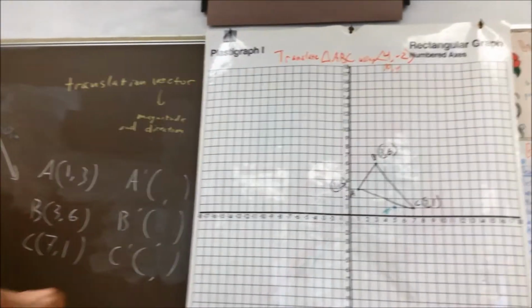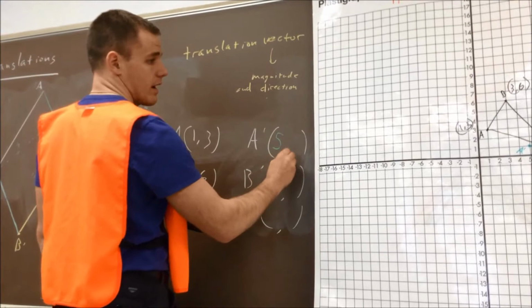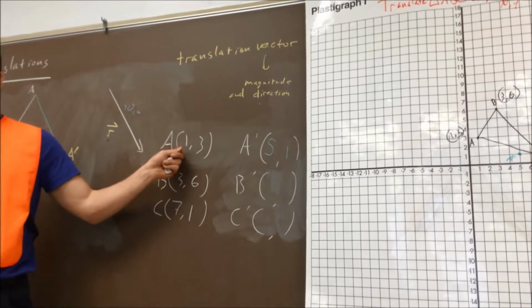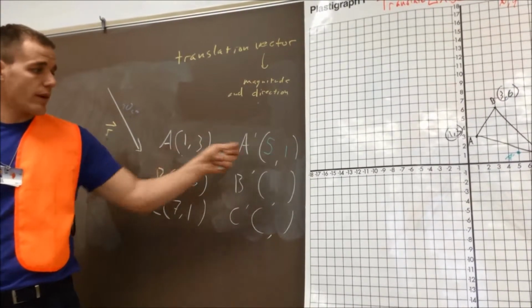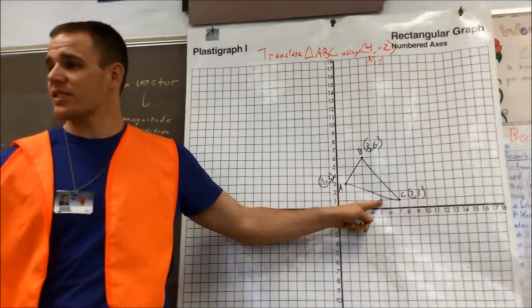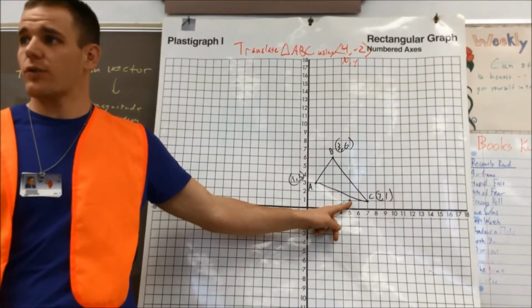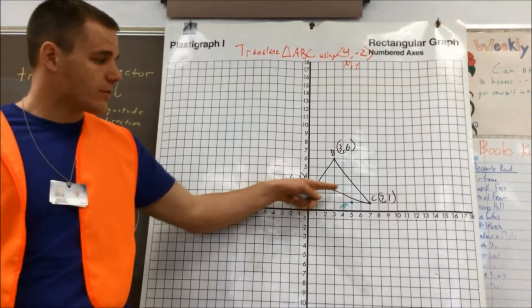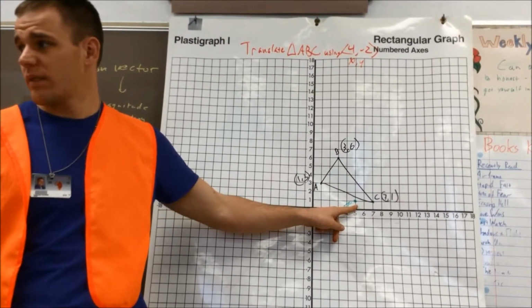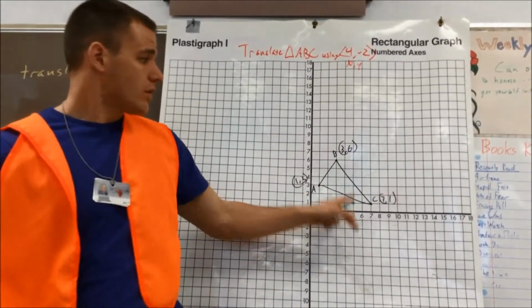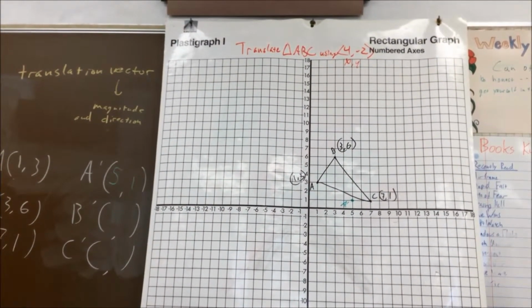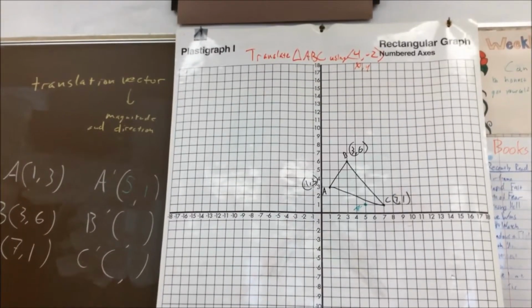So the coordinate for this is (5, 1). I literally add 4 to the x coordinate and subtract 2 from the y coordinate to get that. 4 over, 2 down. It's like slope, isn't it? Instead of rise over run, we're just saying shift the x over 4 and then the y down 2. That's it. Easy. Go ahead and do the same thing for (3, 6) and (7, 1). I will give you 30 seconds to do that, and I'll be having people come to the board.